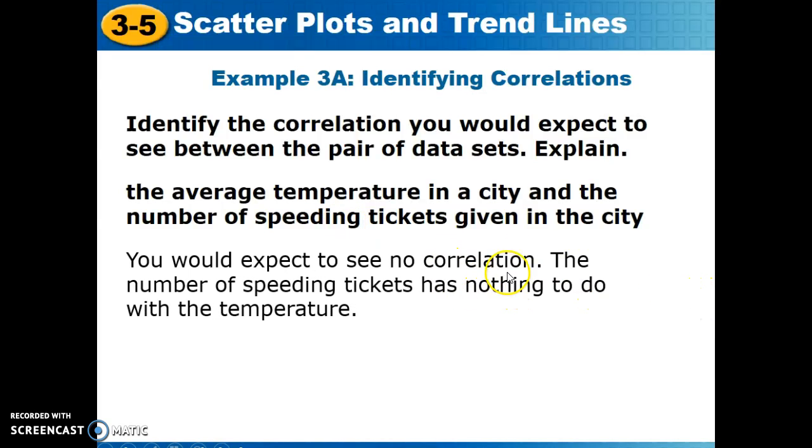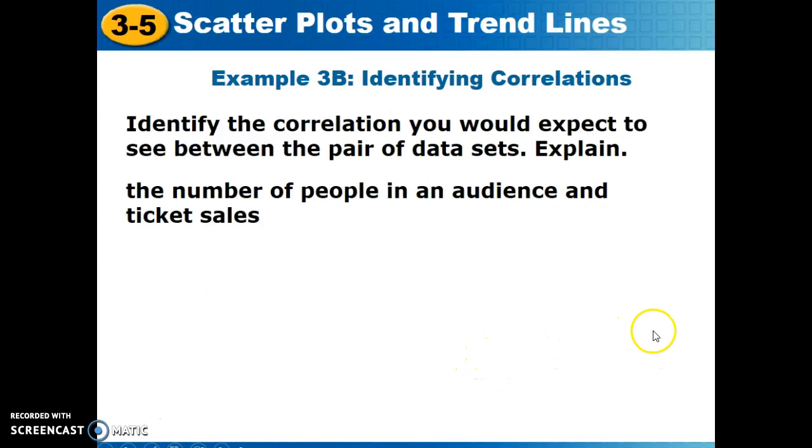We're not going to see a correlation here. The number of speeding tickets has nothing to do with temperature, although we could probably stretch and say that on the snow, speeding tickets would go down, you would think, using common sense, but there should be no correlation between the data. Identify what you would expect here, the number of people in an audience and ticket sales.